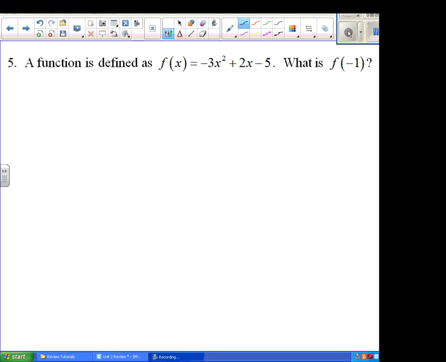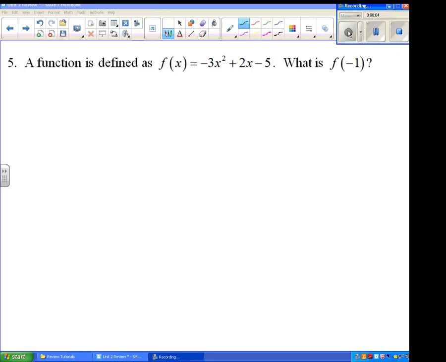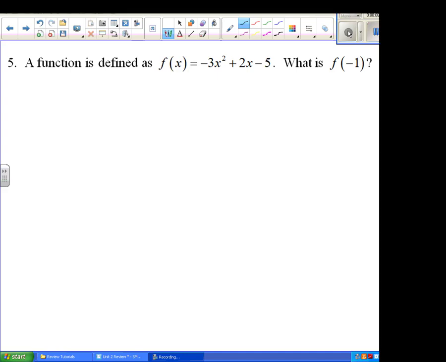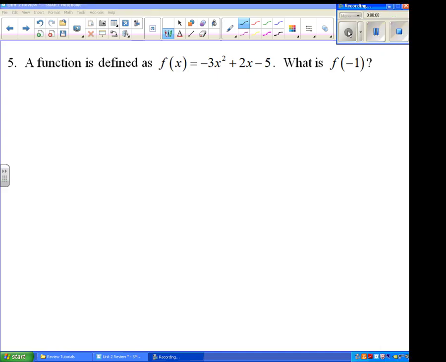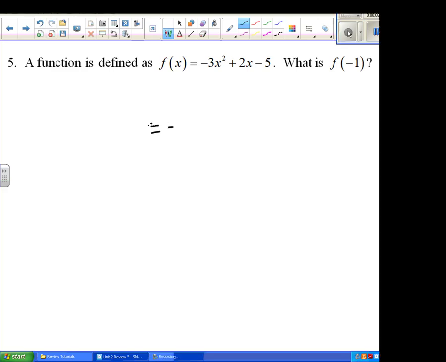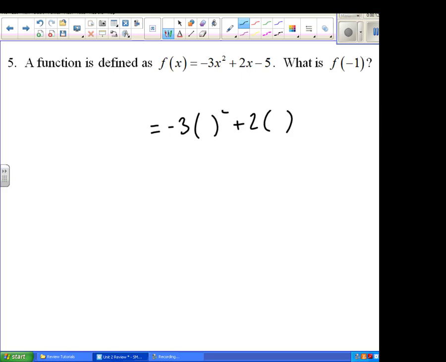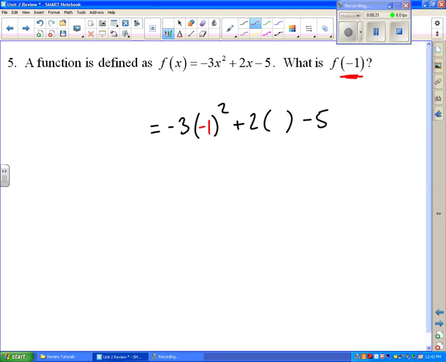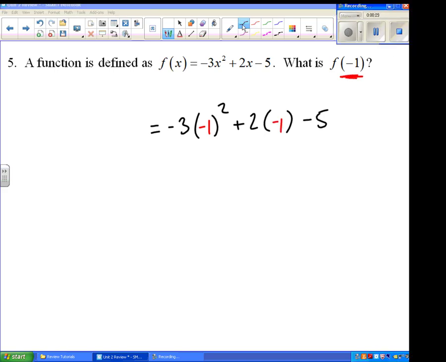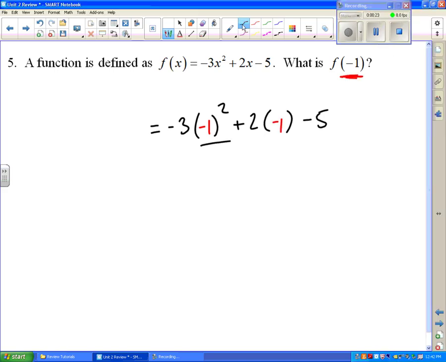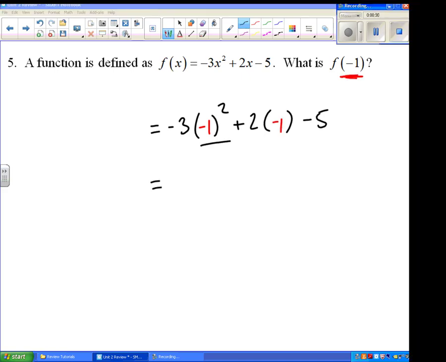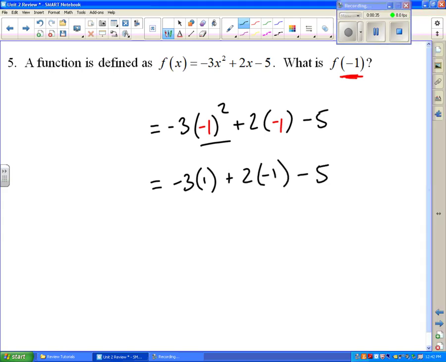Question 5, a function is defined as f of x equals negative 3x squared plus 2x minus 5. What is f of negative 1? So let's rewrite this. We'll leave parentheses where our x is, and we're going to substitute in this negative 1 inside those parentheses. So first thing we need to do is square this. So negative 1 squared, negative 1 times negative 1 is positive 1. So this is negative 3 times 1 plus 2 times negative 1 minus 5.